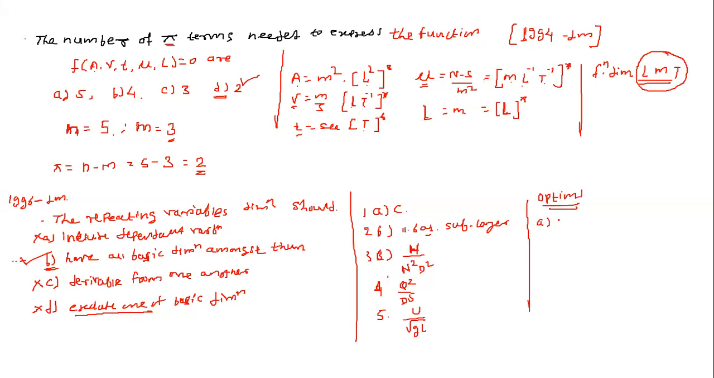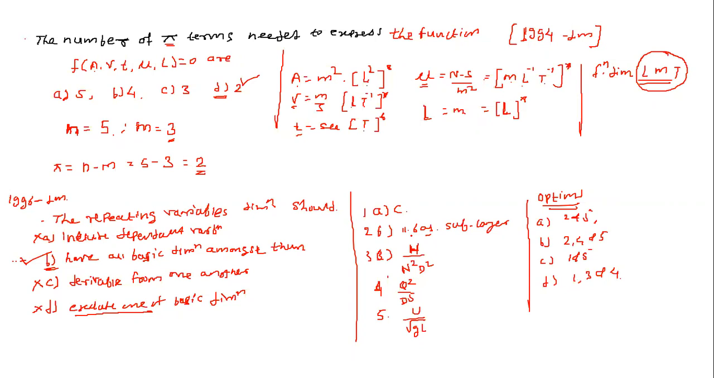First option is 2 and 5. Second option is 2, 4 and 5. Third option C is 1 and 5. And last option D is 1, 3 and 4. What they asked here is which of the following factors are non-dimensional.